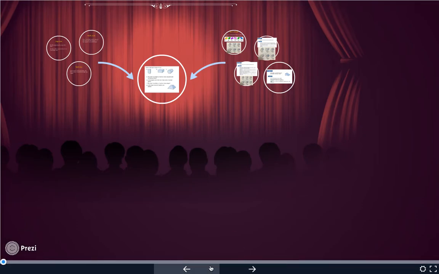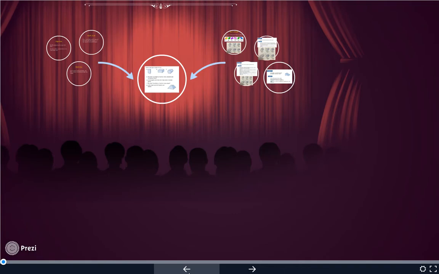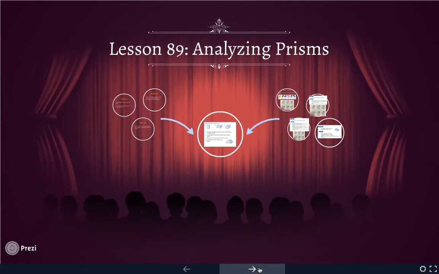Okay, boys and girls, we're on lesson 84. What happened to my thingy? Analyzing prisms. There you go. Lesson 89, analyzing prisms. I just said 84.